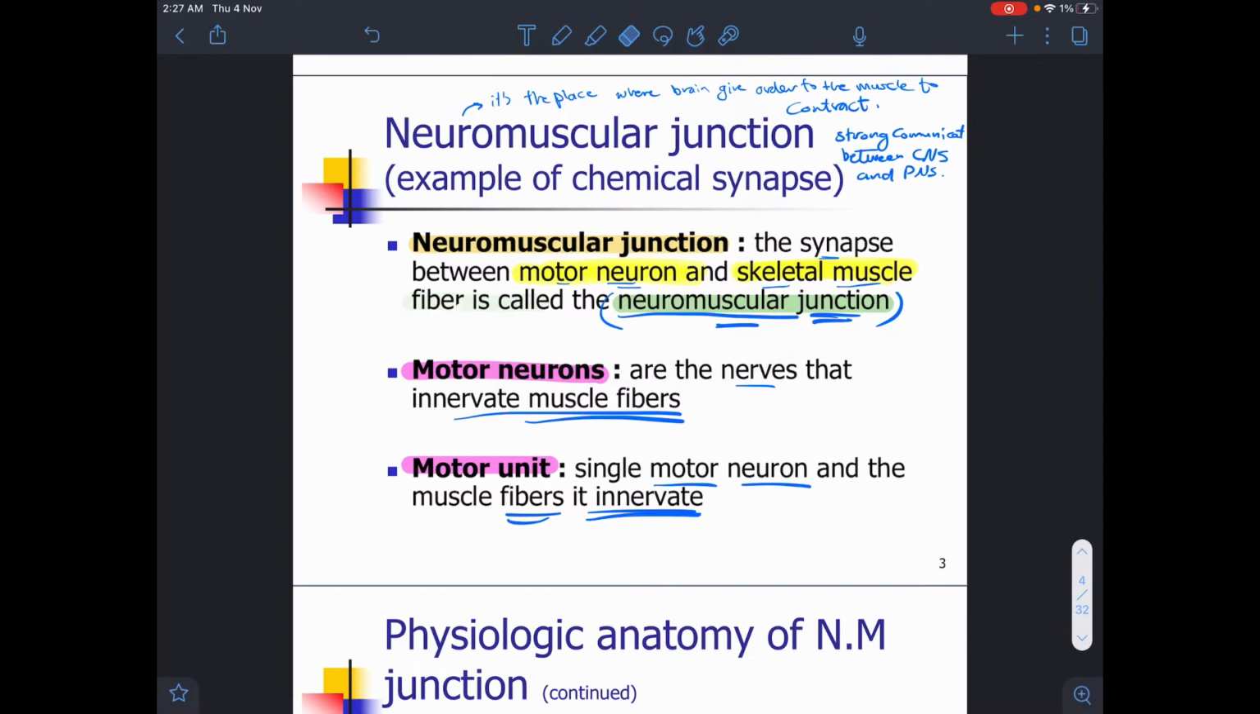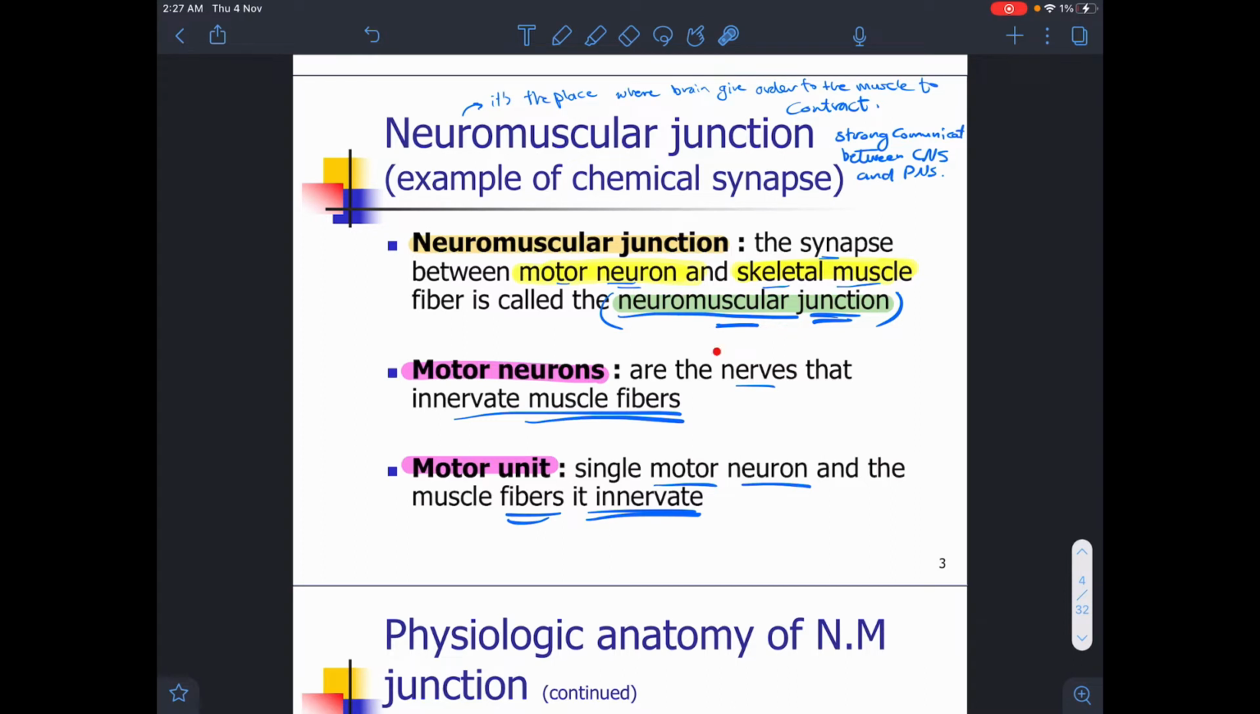So what's called the neuromuscular junction? It's the synapse between the motor neuron and the skeletal muscle fiber. هو المكان اللي بين العضلة والنيرف.